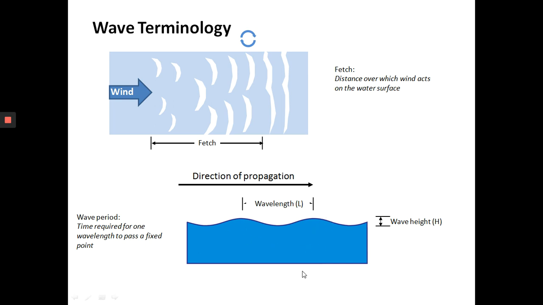If you have a fixed point here, let's say this is your point, call it X, and then you propagate a wave from left to right, and once the wave moves a wavelength through that point, that is called the wave period. But of course, you should know these terms already, because this has been repeated since secondary school, also in matriculation, and also in first year undergrad in all science programs throughout the university.